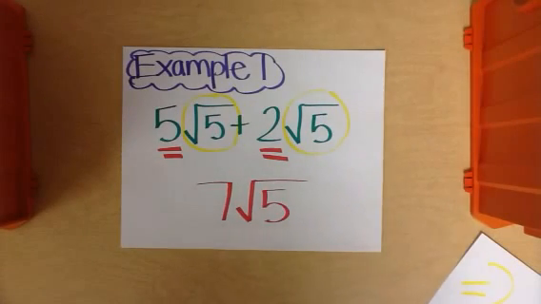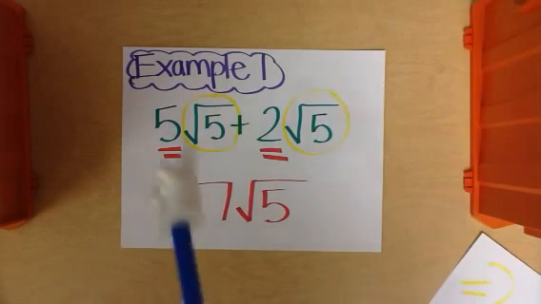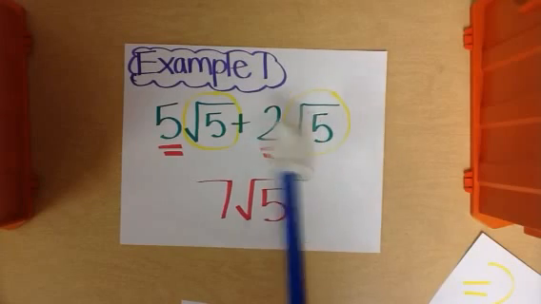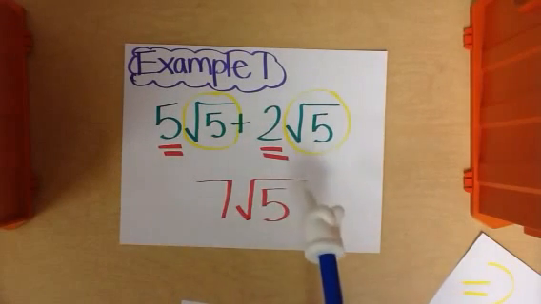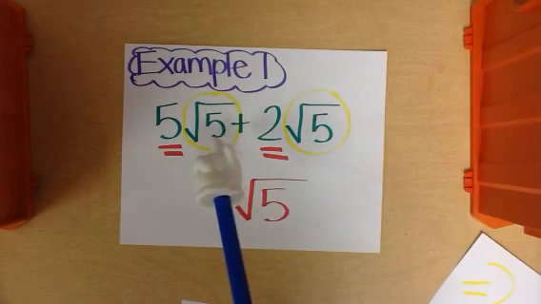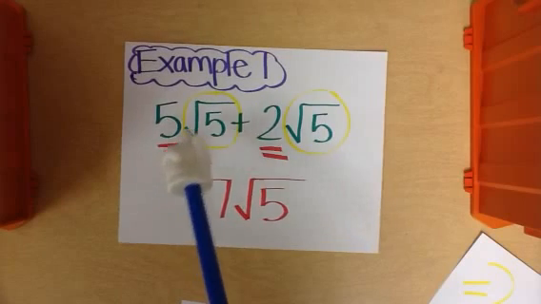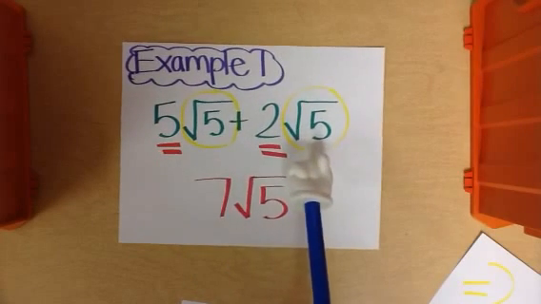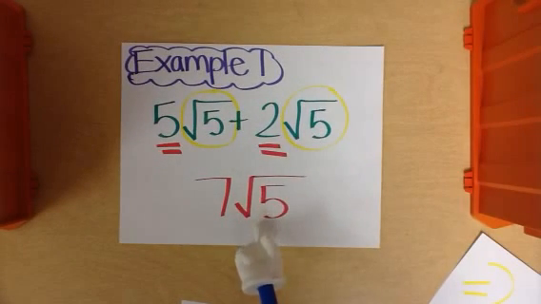Example 1. When you add radicals like radicals, it's like saying that you have 5x plus 2x. If you have 5x plus 2x, it would be 7x. But we know that it's the square root of 5, so if we have 5 square roots of 5 and 2 square roots of 5, that would give you a total of 7 square roots of 5.